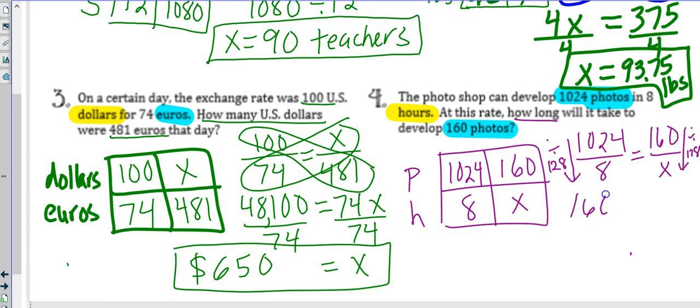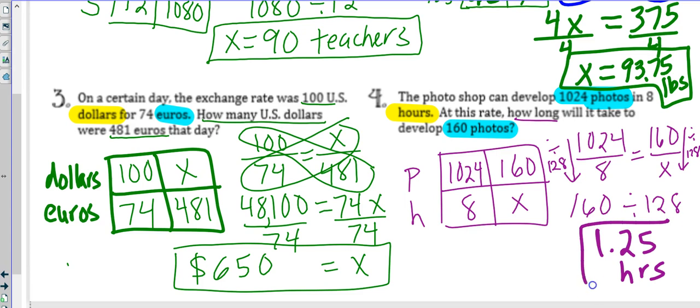160 divided by 128. And I get 1.25. Oops, not 24. 1 1/4 hours. And that is my answer.